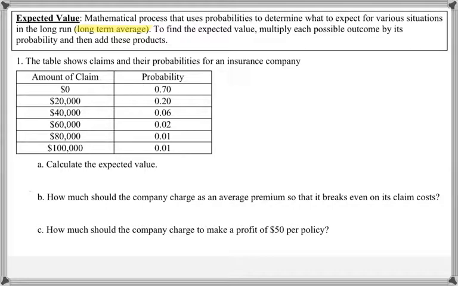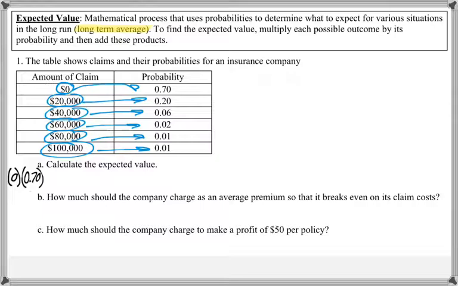So part A says calculate the expected value. So I want to take each of my amounts and multiply them by their corresponding probabilities. And then I want to add the results. So let's take 0 and multiply it by its probability, which is 70%. And then add 20,000 times its probability, which is 20%.